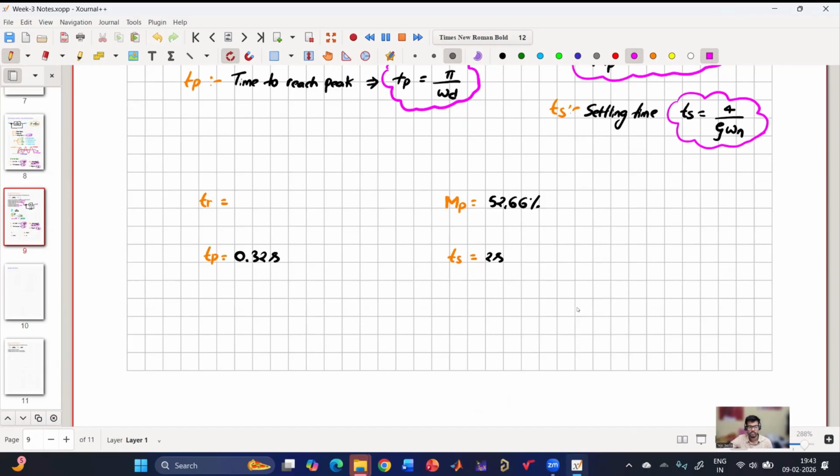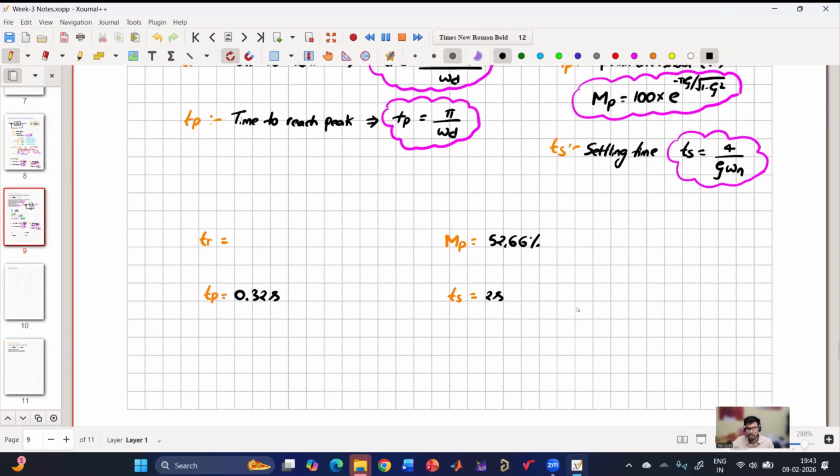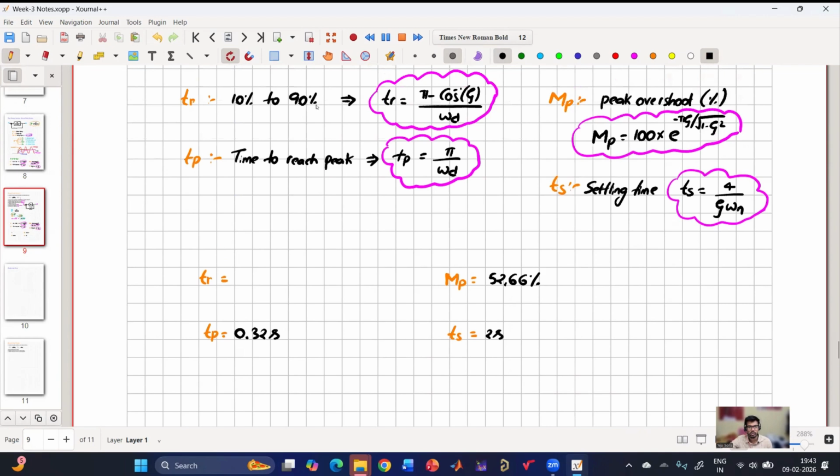The rise time is 10.15 seconds. Is that correct? I'm having some doubts, sir, but I calculated. Because I guess rise time is 10% to 90% of the final value, right? It should be less than peak time? Just check, because pi by omega d is bigger than rise time, right? It is pi minus cos inverse zeta by omega d, means it is smaller than peak time. So it should be less than 0.32. Just cross check your calculation once. Okay, sir.